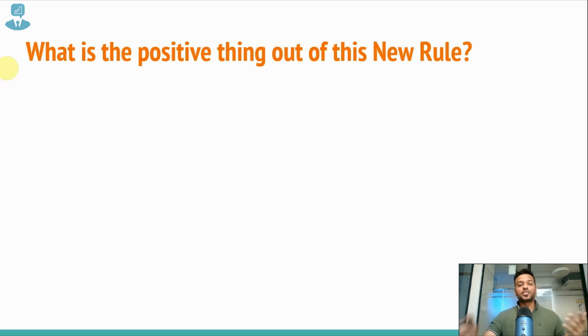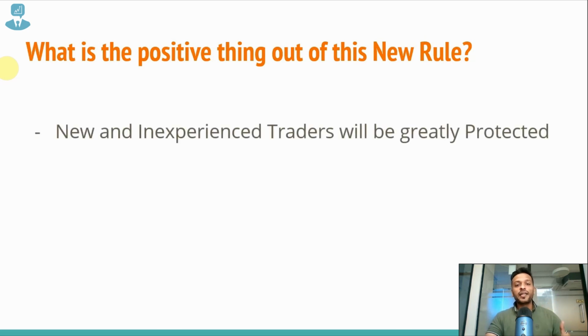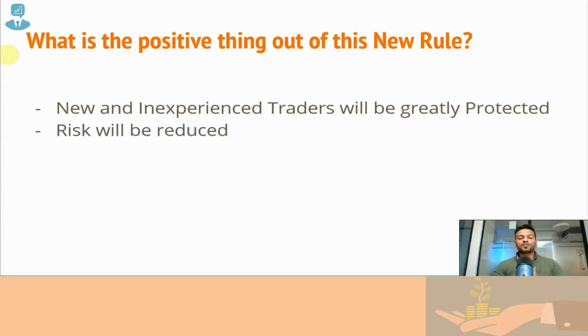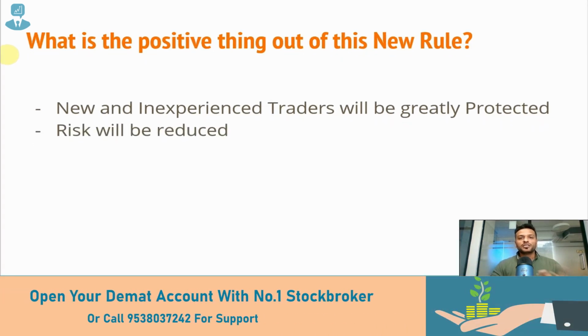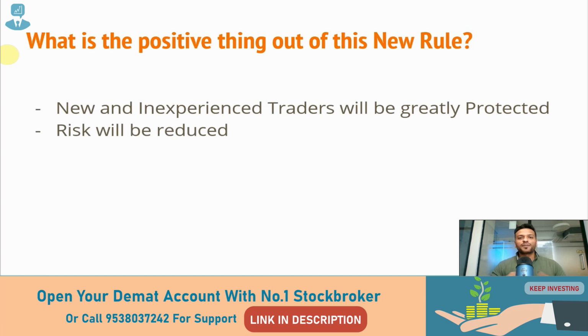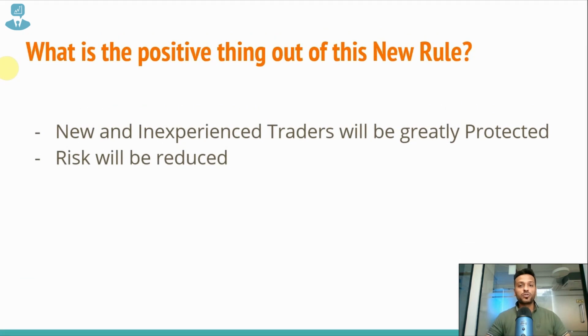Now, what are the positive things out of these rules? For everything which is negative, there has to be a certain amount of positive. So the new and inexperienced traders will be greatly protected, and the risk will also reduce. I'll explain how. Suppose you had come into the market with a capital of, say, 10,000 rupees, and you had got 50x leverage, which means you could trade up to 5 lakh rupees in the market. But with only 2% or 3% movement, you could lose all the initial 10,000, because that is the amount of actual money which you have.